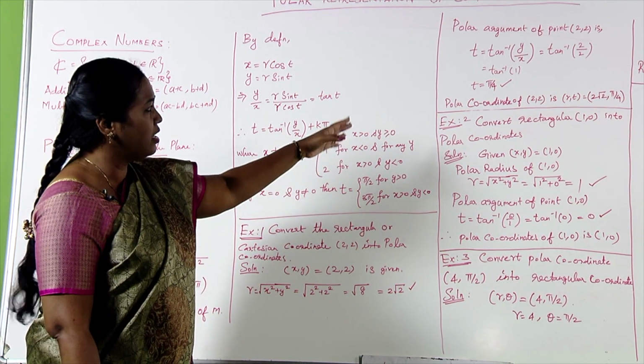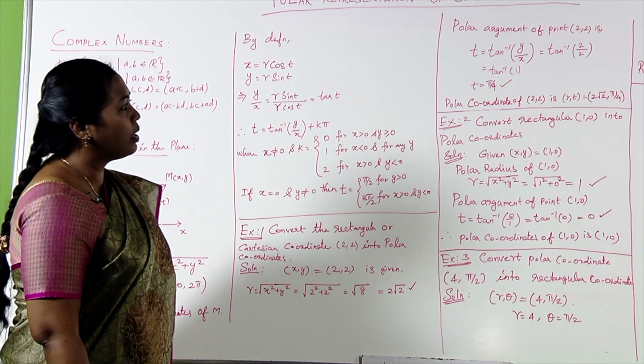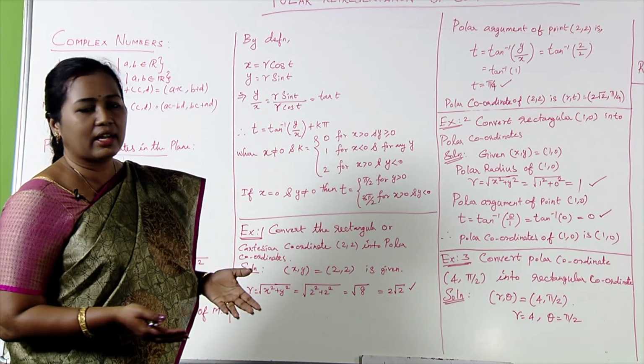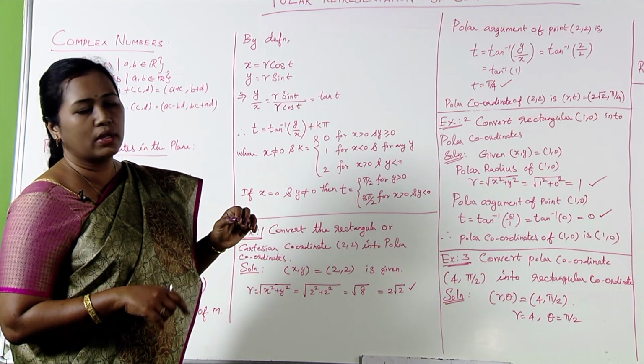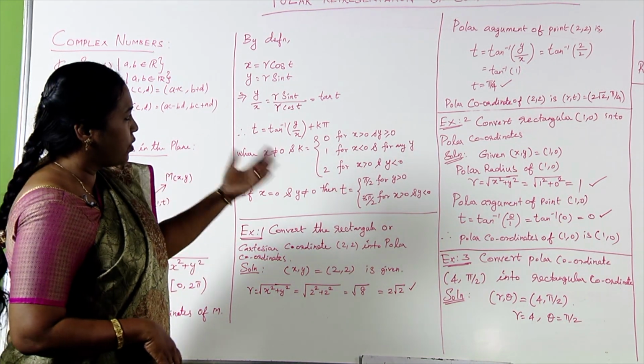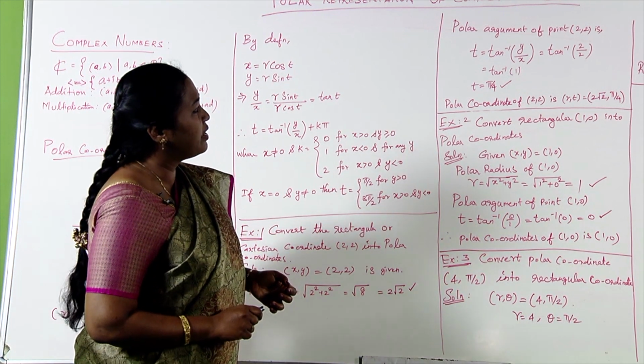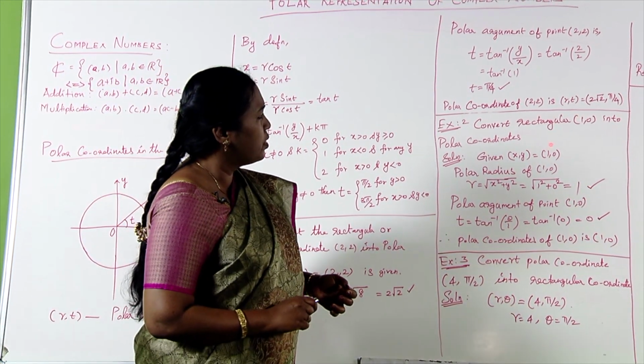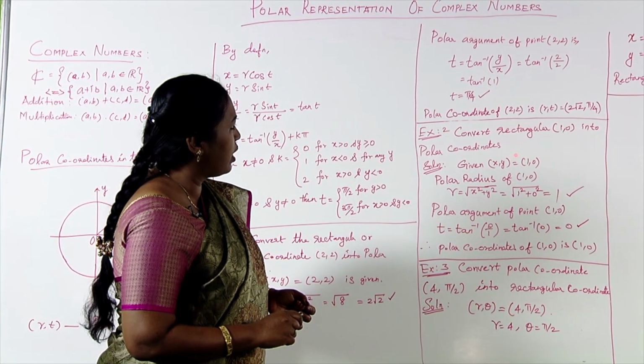So, this is how we solve for this. The polar coordinate of 2 comma 2 is represented as r comma t, which is 2 root 2 comma pi by 4. So, this is a polar representation. Let us go to one more example. Convert the rectangular coordinate 1 comma 0 into polar coordinates.